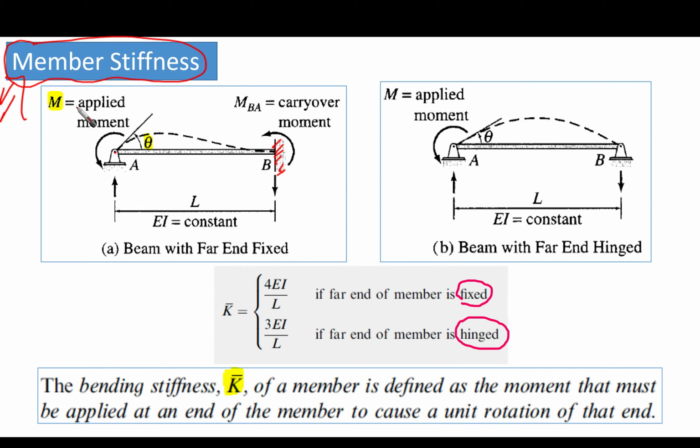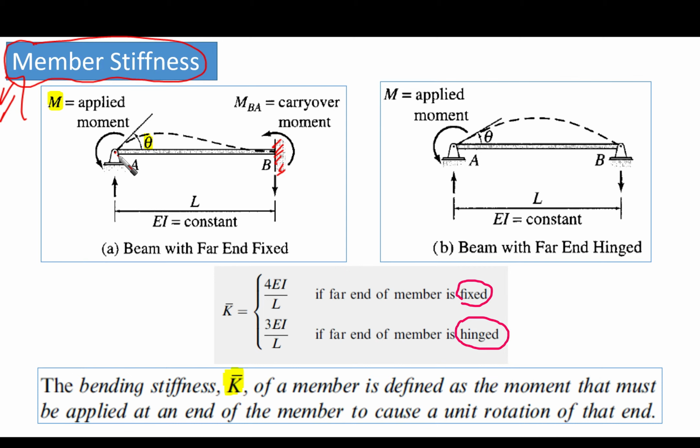This M is the applied moment. And of course, whenever we apply the moment, there is theta, an angle that is going to be developed. So we have the applied moment and we have theta, which is the resulting angle or rotational angle that is going to take place after the application of the moment.